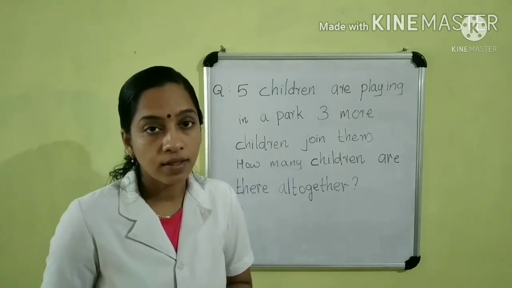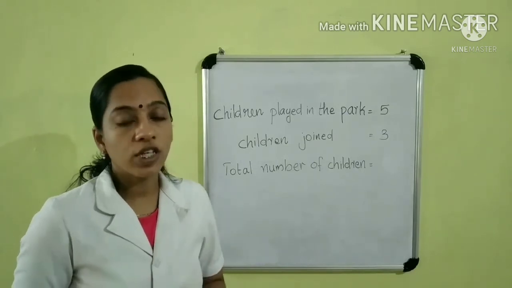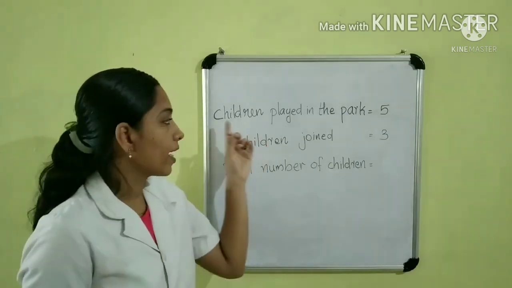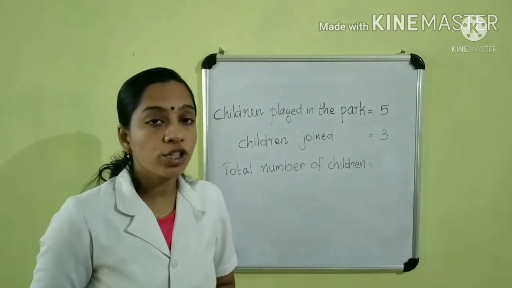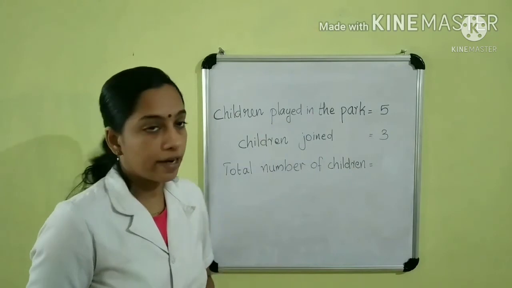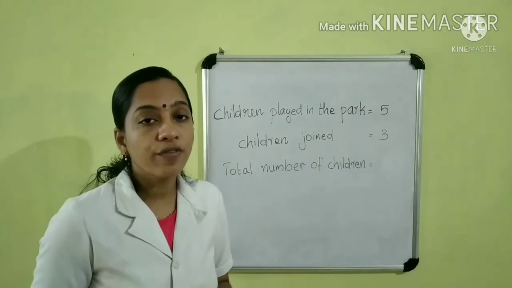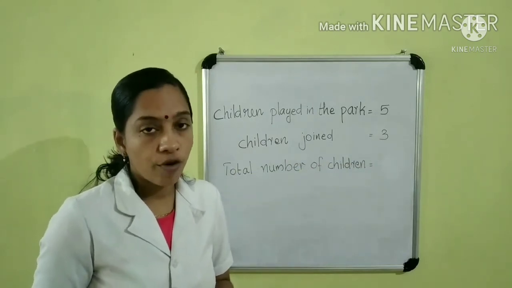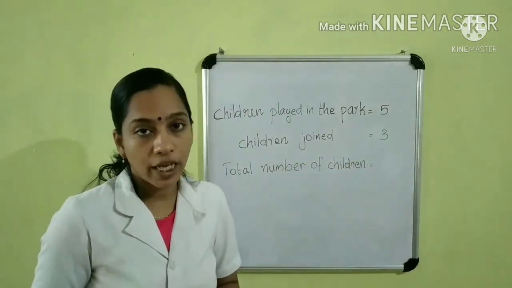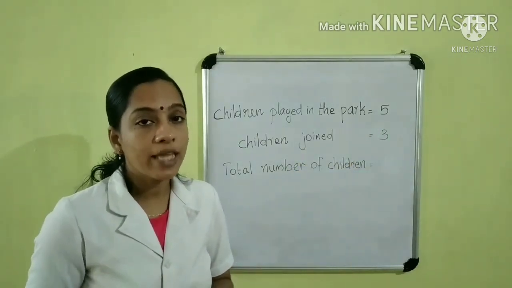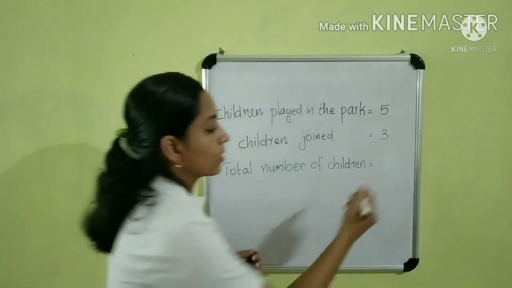Is it clear? Okay. So, we know that 5 children are playing in the park. So, we can write the children played in the park is equal to 5. And 3 more children join with them. So, we can write children joined is equal to 3. We have to find out the total number of children. For that, we have to add these two numbers, that is 5 and 3. Tell me children, what will be the answer when we add 5 and 3? That is 5 plus 3.